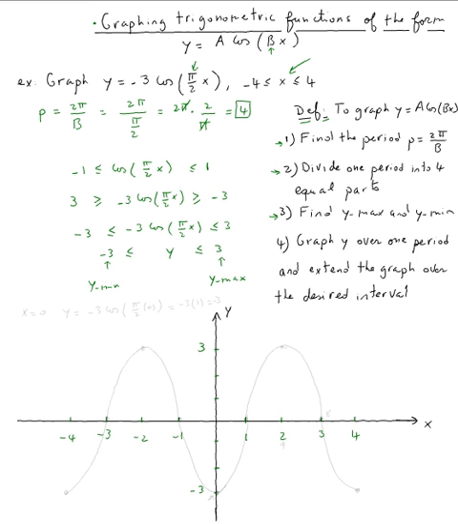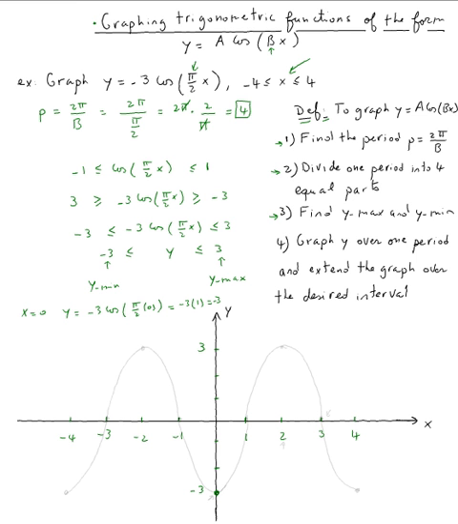Now we know the cosine, so all we need to do is plug in the first number, and then you'll see. Plug in x equals 0. So let's graph it over one period. When x is equal to 0, what is the y value? Plug it in. It's going to be -3 cosine of pi over 2 times 0. Cosine of 0 is 1. -3 times 1 is -3. So we know when x is 0, we're starting from here.